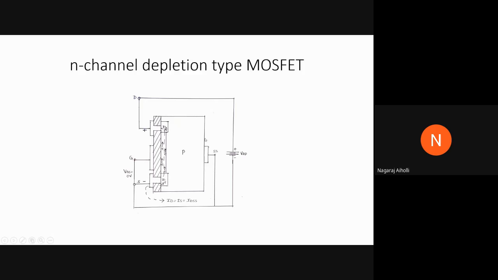What I am explaining now is the N channel depletion type MOSFET. The channel here is made up of an N layer, and hence it is called an N channel depletion type MOSFET. Because of applying the positive VDD or positive VDS, the electrons in the N channel are attracted to the positive of the VDD, and hence the current starts flowing in the MOSFET. This current ID, when VGS equals 0 volts, is called IDSS.